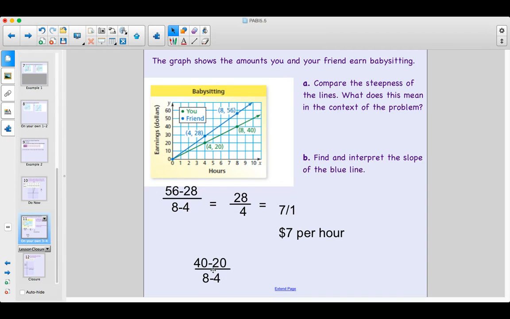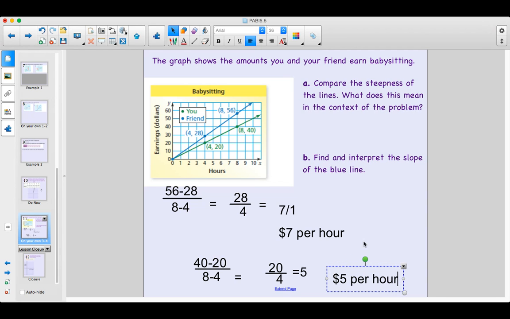Okay, 40 minus 20 is going to give me 20. And I'm going to put that again over 8 minus 4, which is 4. And then when I simplify that, that is going to give me my slope of 5. So if the slope of my line is 5, and what my slope is giving me, remember y over x is comparing my earnings to my hours, that would mean in real life or in the context of this problem that I make $5 per hour.